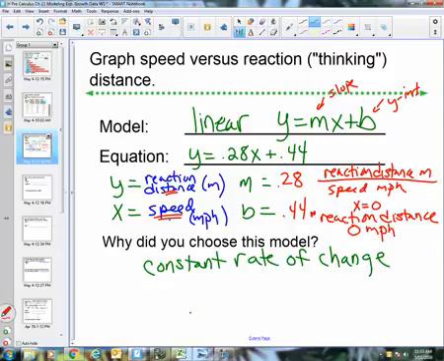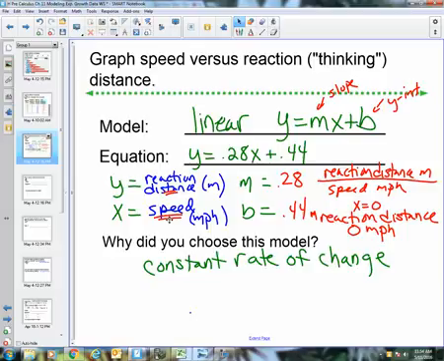So this would have to be in meters then because it's a y value. It's an output. So what this is saying is our reaction distance is 0.44 of a meter when we're going 0 miles per hour. Now let's think about that. If you're going 0 miles per hour, you're not moving. So you can't have a reaction distance if you're not moving. So why is this happening?